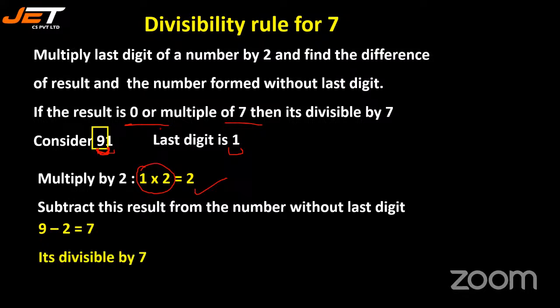It is divisible by 7. Either you get 0 or 7, that means it is divisible by 7. I repeat, whatever the last digit is, you take that and multiply it by 2. Then from the remaining digits, you subtract the product. 9 is the remaining digit, minus 2, you got 7, which is divisible by 7. So either it should be a multiple of 7 or 0.